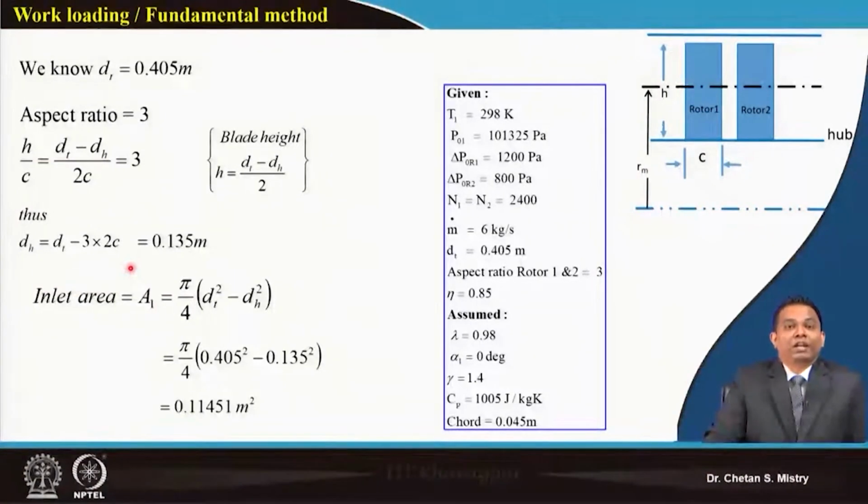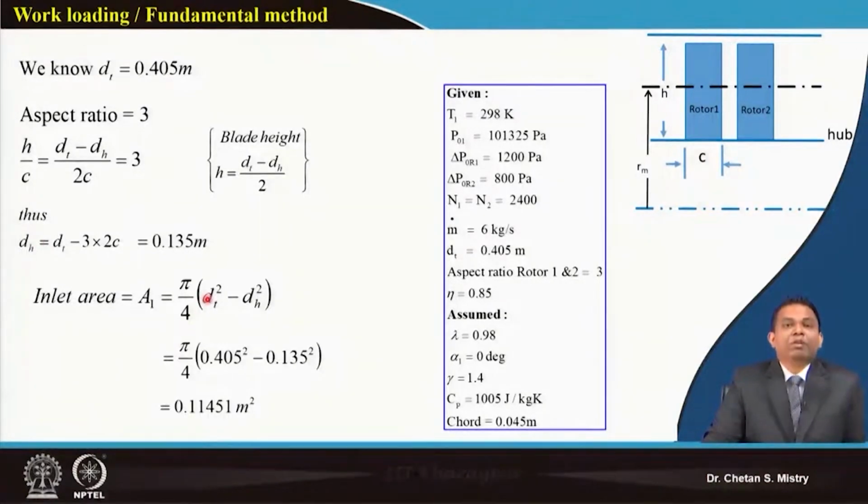So you can understand, if the aspect ratio is not known, you can assume the radius ratio and do the calculation that way as well. Initially, if it is known to you, better to go with the known parameters. If not, then make suitable assumptions and move forward accordingly. Now once the hub diameter and tip diameter are known to us, we can do the calculation for the inlet area.